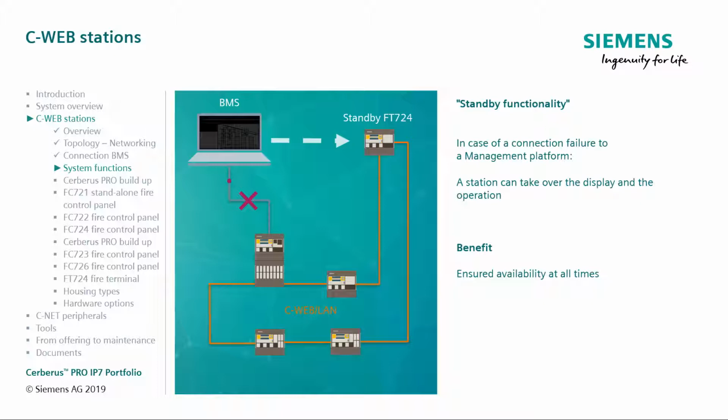via the fire terminal. This function can be activated to achieve the required visibility on any station on the C-Web. It is not essential to have an additional backup station. The standby function can be used to display the status of the fire detection system at all times, and smooth operation is always guaranteed.